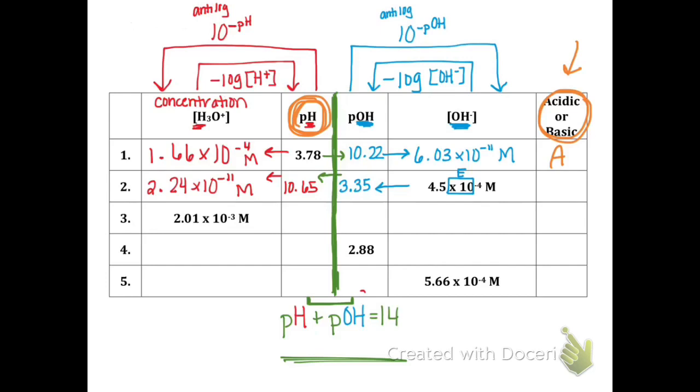All right, you try the rest of the chart on your own, and I'm just going to type in the rest of the numbers, and it's going to magically appear. So make sure you know how to use all 5 equations. Just really quick, I forgot to do this last question. 10.65 is greater than 7, so this makes it a basic solution. All right, now try the rest of the problems on your own.